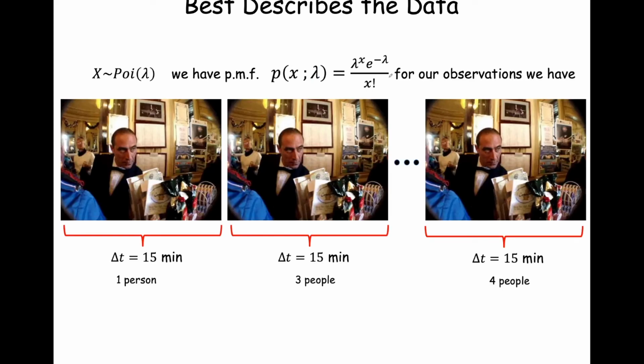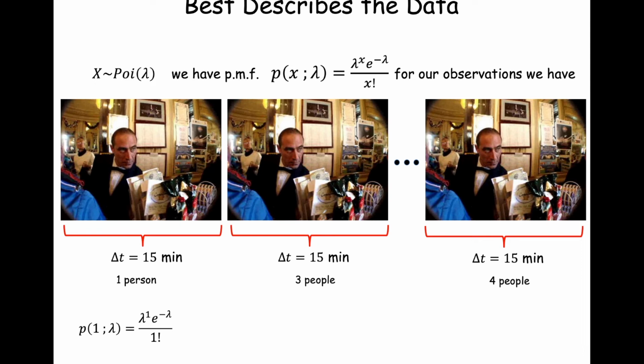So here we have a mass function, and we have this mass function for all of our observations. For the first observation, we observe one person. For the second observation, we observe 3 people. And for the last observation, we observed 4 people. So this idea of best describes the data means that we're going to now evaluate this mass function, p of x, on each one of the data points that we observe. Okay, so let's do that.